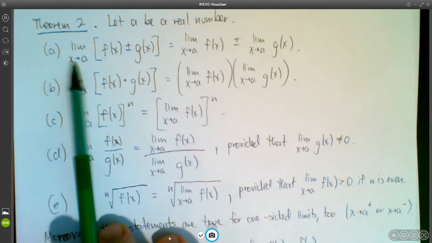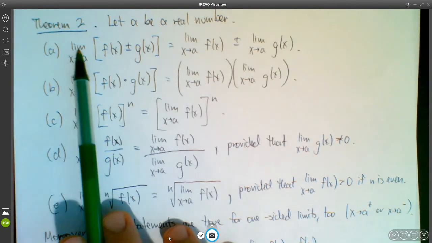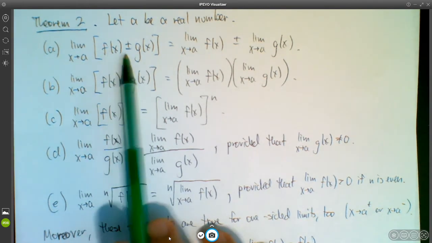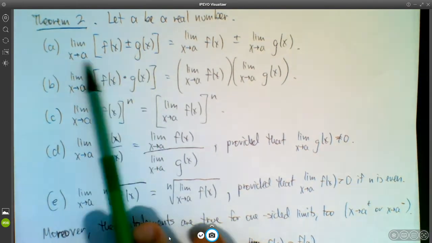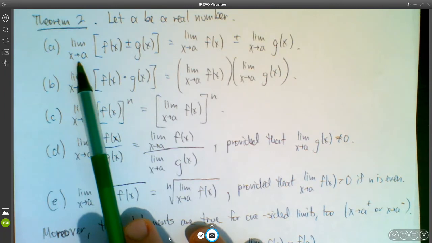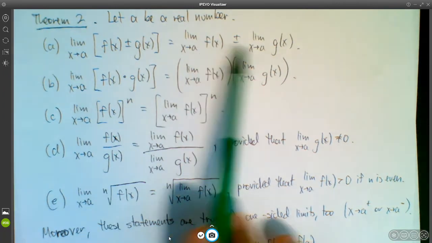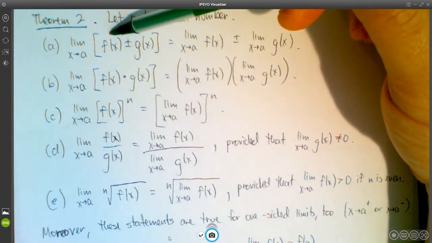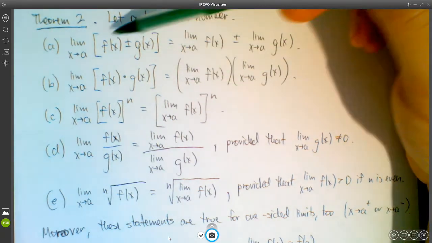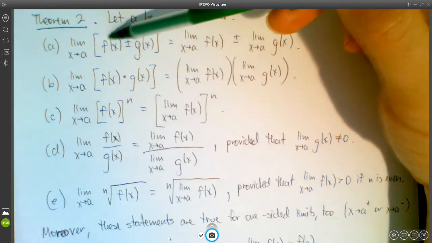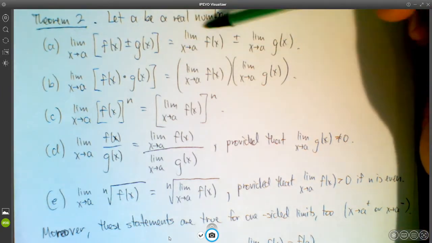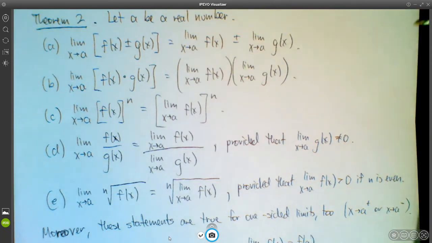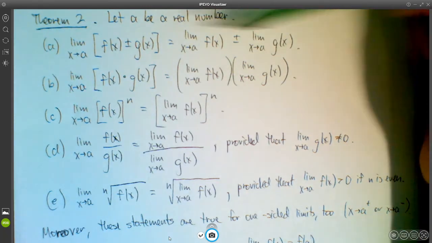If we're looking for the limit as x approaches a of the sum or the difference of two functions, we can distribute that limit. The limit distributes across the addition and subtraction. So if f of x was just x and g of x was 7, then the limit as x approaches a of x plus 7 would be the limit as x approaches a of x plus the limit as x approaches a of 7. So the limit distributes across addition.